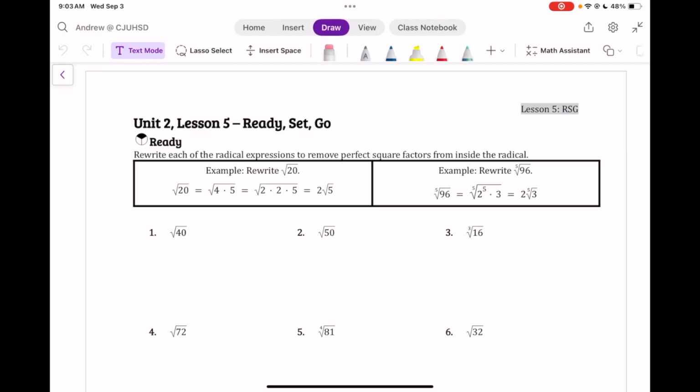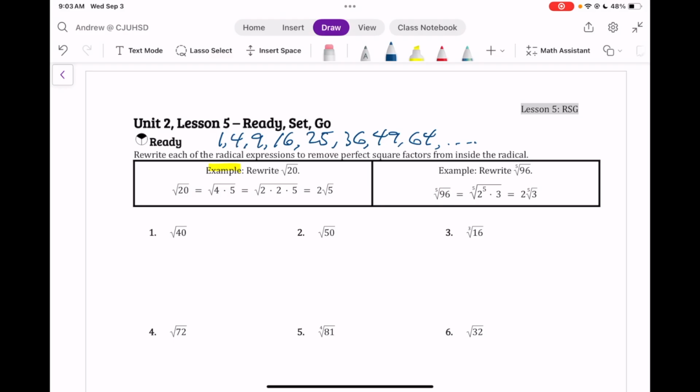So we're simplifying roots. There are a few examples here at the top. And so what we're trying to do is find the perfect squares inside of the numbers and bring them out for the square roots. So the perfect squares would be 1, 4, 9, 16, 25, 36, 49, 64, etc. It goes on forever. Those are 1 times 1, 2 times 2, 3 times 3, etc.